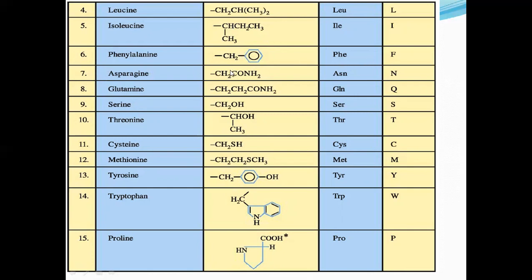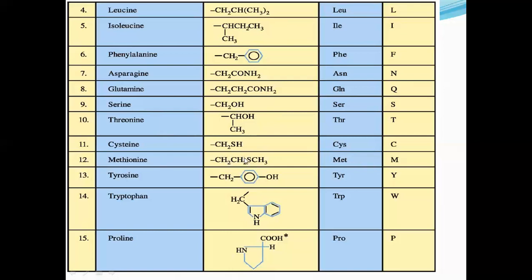Asparagine, a name you have heard in the medical context: CH2, CONH2, the amide group. CONH2 is the amide group as well as CH2. Glutamine is CH2, CONH2, GLN or Q. Serine is a form of alcohol, CH2OH, with the bond attached to the CH2OH. Threonine is CHOH with the CH3. Cysteine is CH2SH; Cys means cysteine.